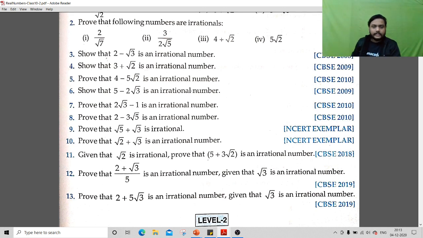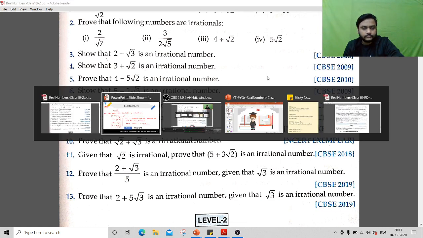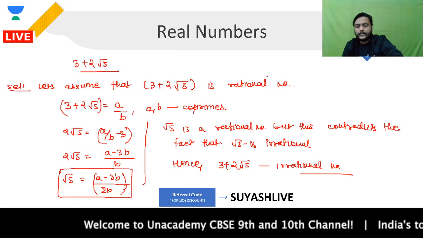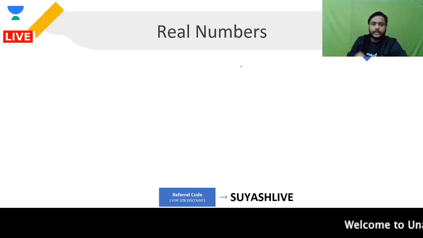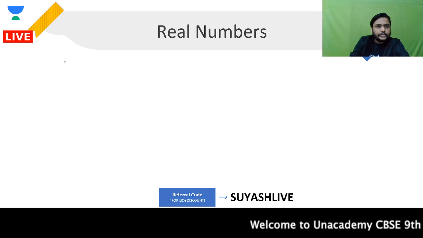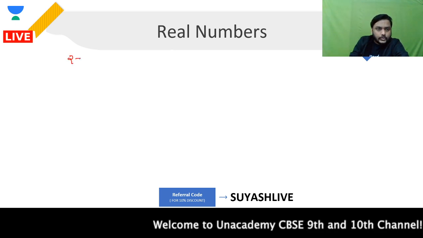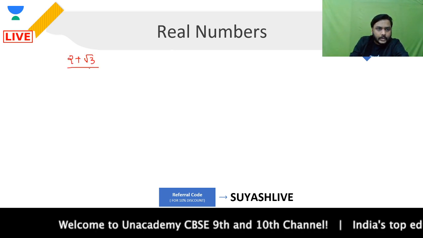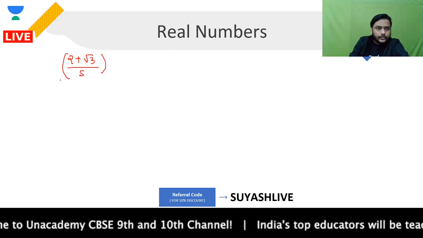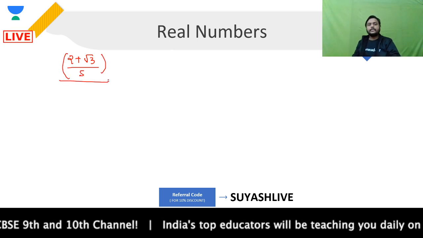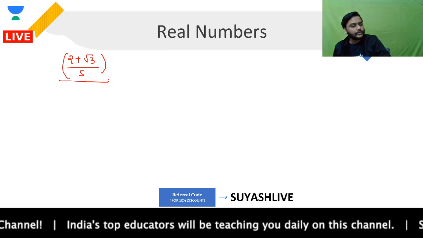Okay, let's see one part of it, 2 plus root 3 upon 5. How will we do that? Okay everyone, please focus over here. So we have 2 plus root 3 upon 5. My number is 2 plus root 3 upon 5. I want to prove that this is an irrational number. How will I do it? Focus over here.